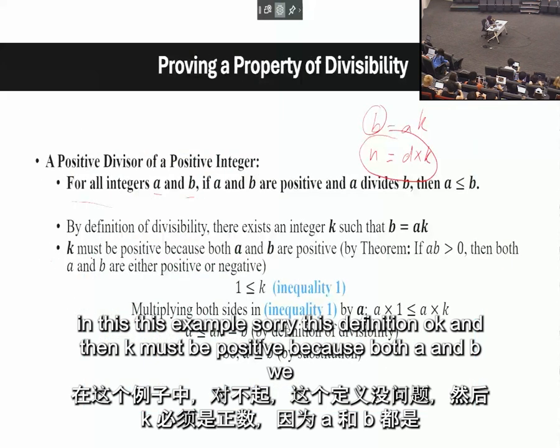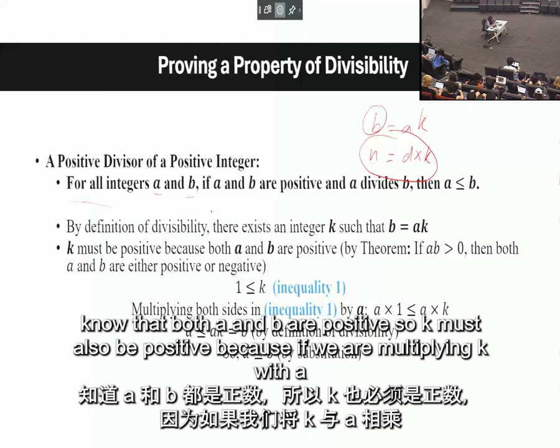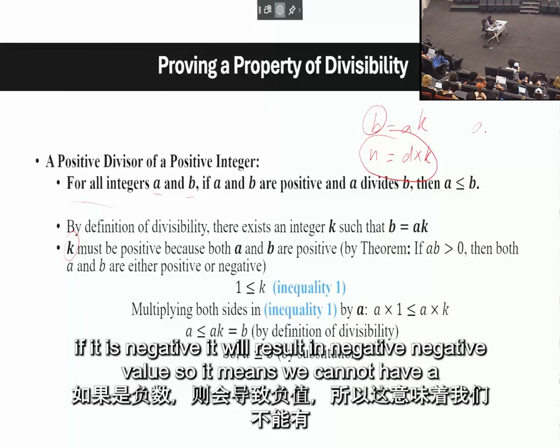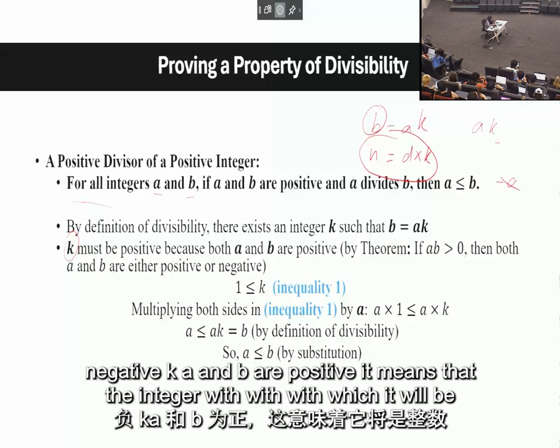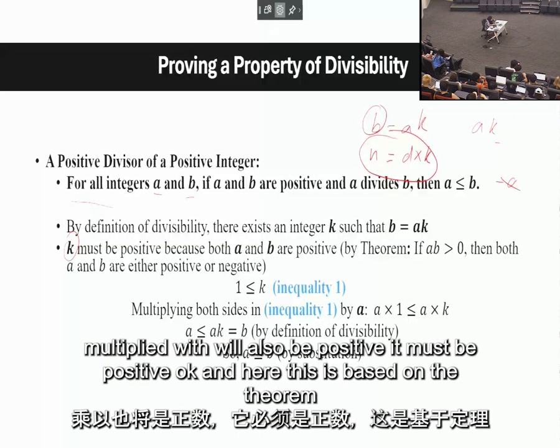And then k must be positive, because we know that both a and b are positive, so k must also be positive. If we are multiplying k with a and k is negative, it will result in a negative value. So it means we cannot have a negative k. A and b are positive, so the integer with which it will be multiplied must also be positive.